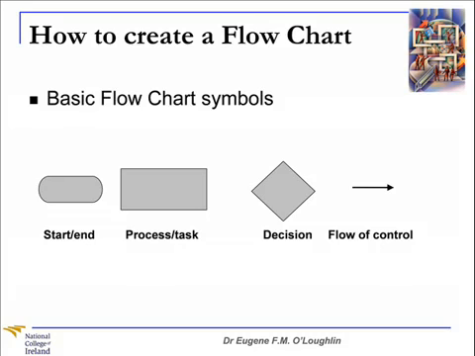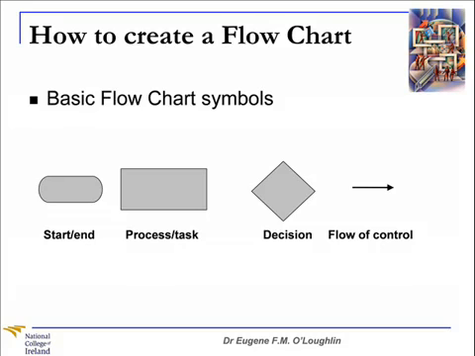The first symbol is a rounded symbol here on the left hand side, which represents the start and end of a flowchart. So we normally only have one of these at the beginning and one at the end. The next symbol, which is a simple rectangle, represents a process or a task, and most flowcharts will have several of these within them. So these identify the tasks or the steps in our process.